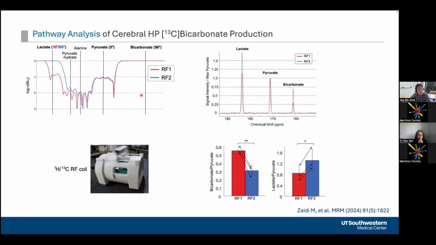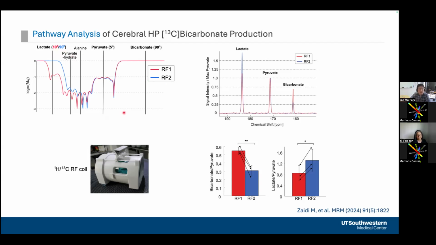Another experiment we did was with humans. We wanted to see how much lactate is actually contributing to the bicarbonate production in the brain. So we made two different RF pulses. This one is spatially selective, a single slice excitation, and this is the spectral profile. The x-axis is the frequency, and as you can see, RF1 excites pyruvate at 5 degrees and bicarbonate at 90 degrees, and the red one, RF1, is exciting lactate at 10 degrees, and the blue one is exciting at 90 degrees.